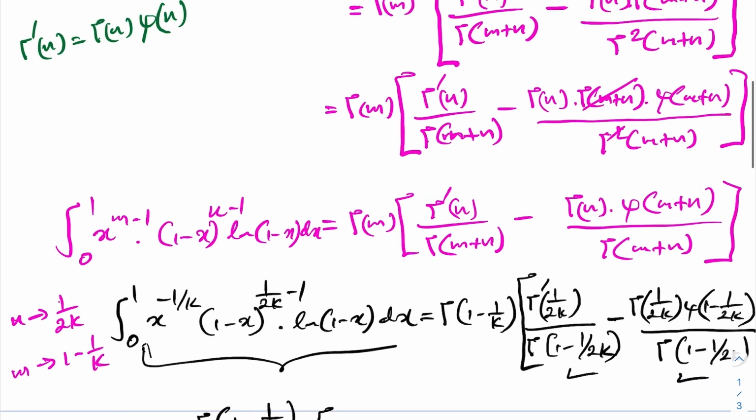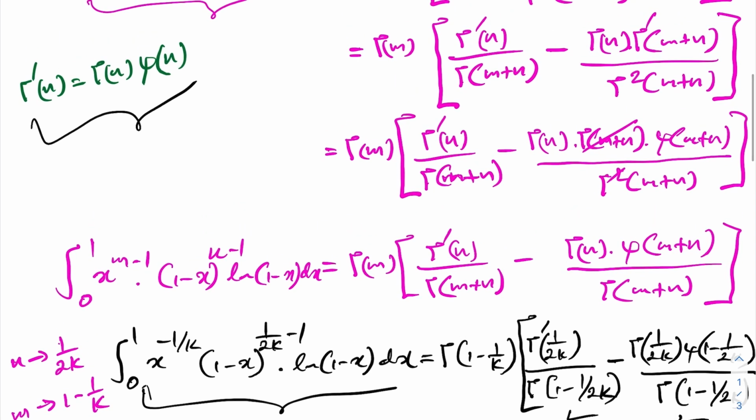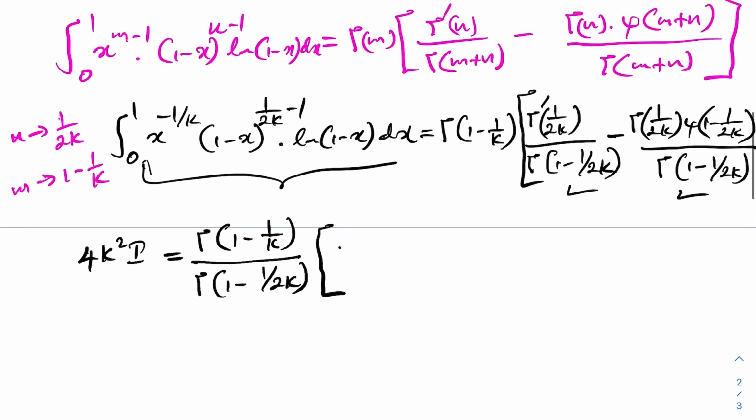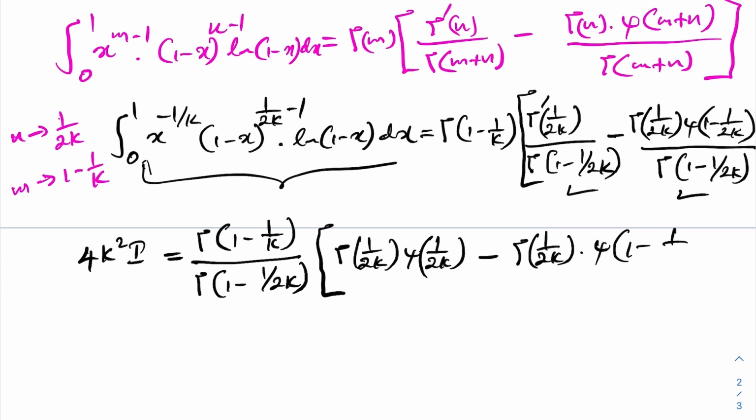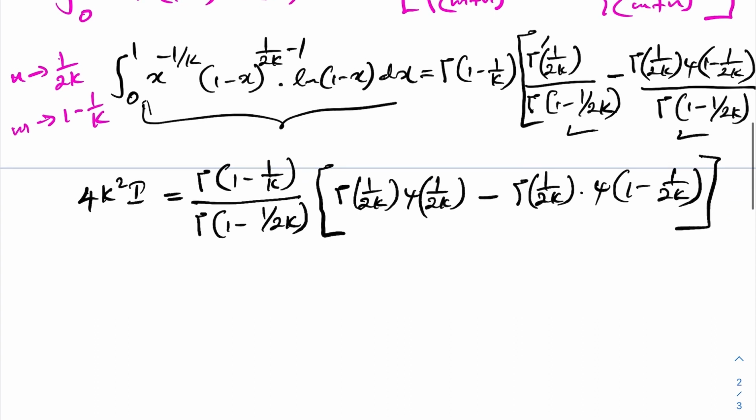So we know gamma dash of n is gamma of n times digamma of n. So we can write here gamma of 1 over 2 times k times digamma of 1 over 2 times k, then minus gamma of 1 over 2 times k times digamma of 1 minus 1 over 2 times k. Okay, then here we have gamma of 1 over 2 times k, here gamma of 1 over 2 times k, we know is a common factor, so we can take it outside of the parentheses.